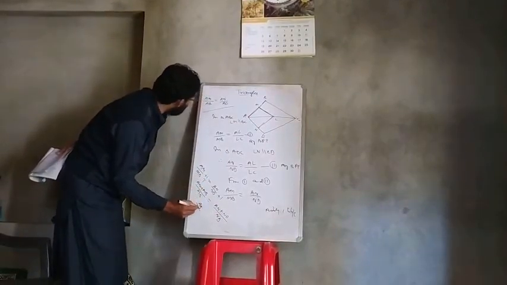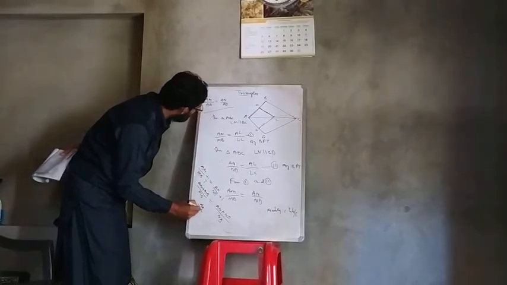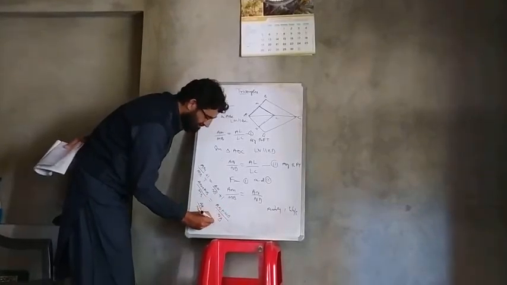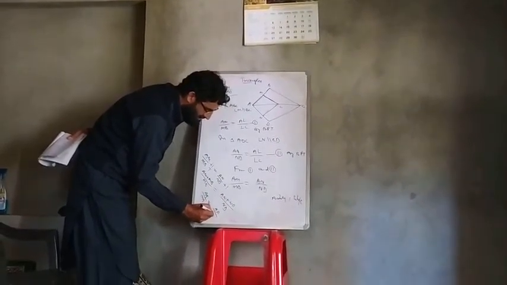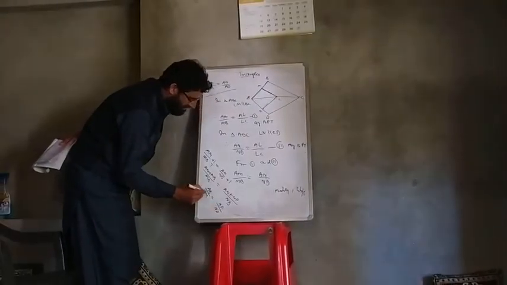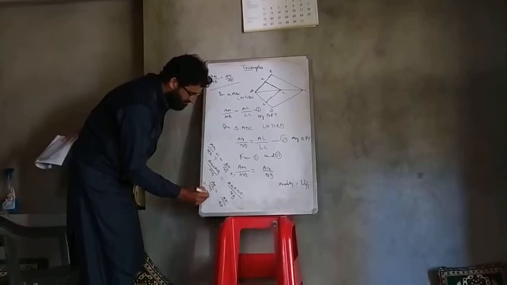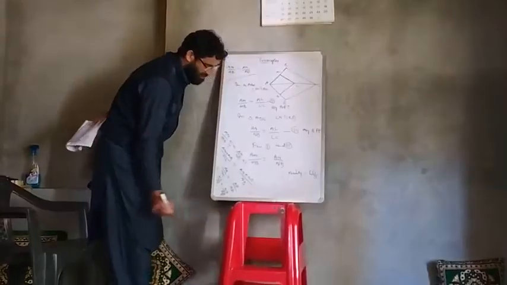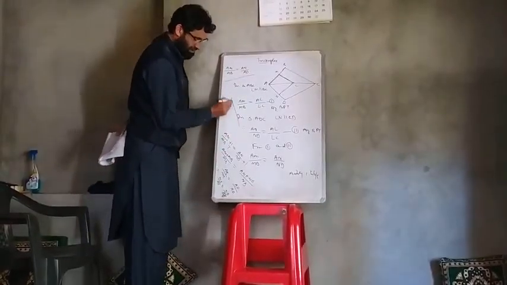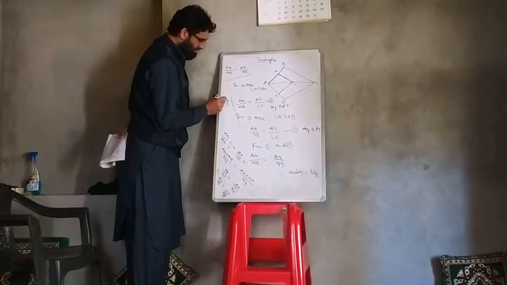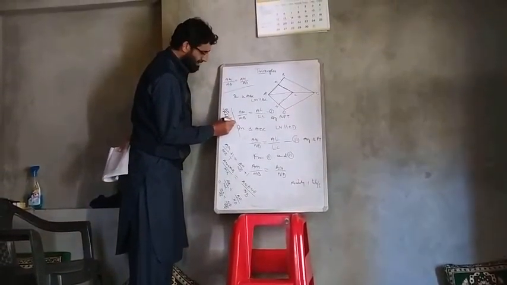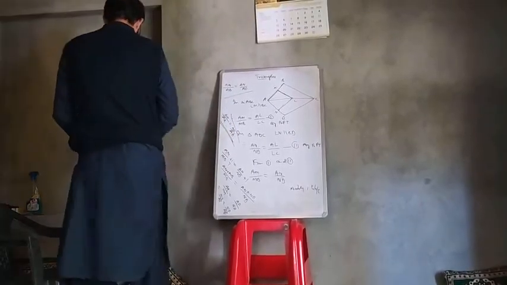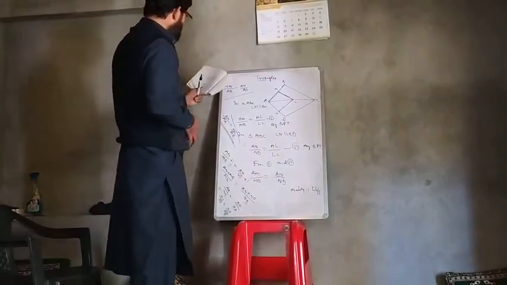This AB divided by MB is equal to AN plus ND, which is AD, divided by ND. Taking reciprocals, we can write here AM divided by AB is equal to AN divided by AD. This was to be proved. So this was question number 3.